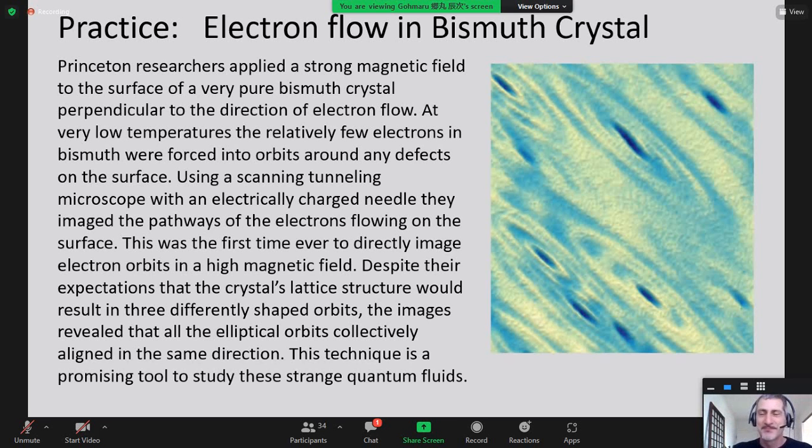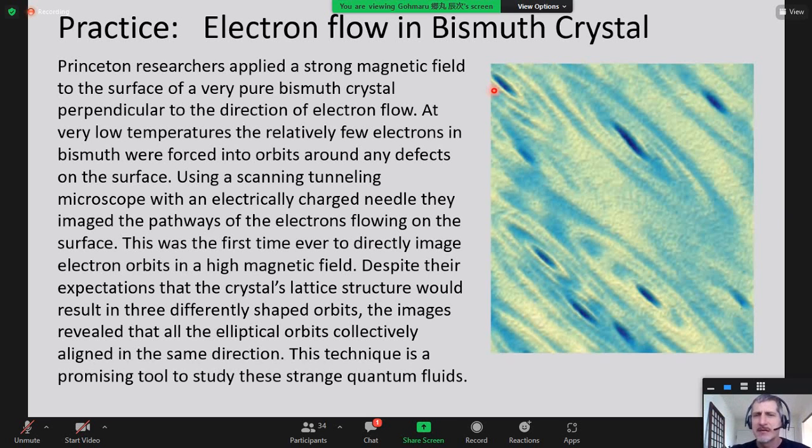It's third person. Okay. Princeton researchers applied a strong magnetic field to the surface of a very pure bismuth crystal, perpendicular to the direction of electron flow. At very low temperatures, the relatively few electrons in bismuth were forced into orbits around any defects on the surface.